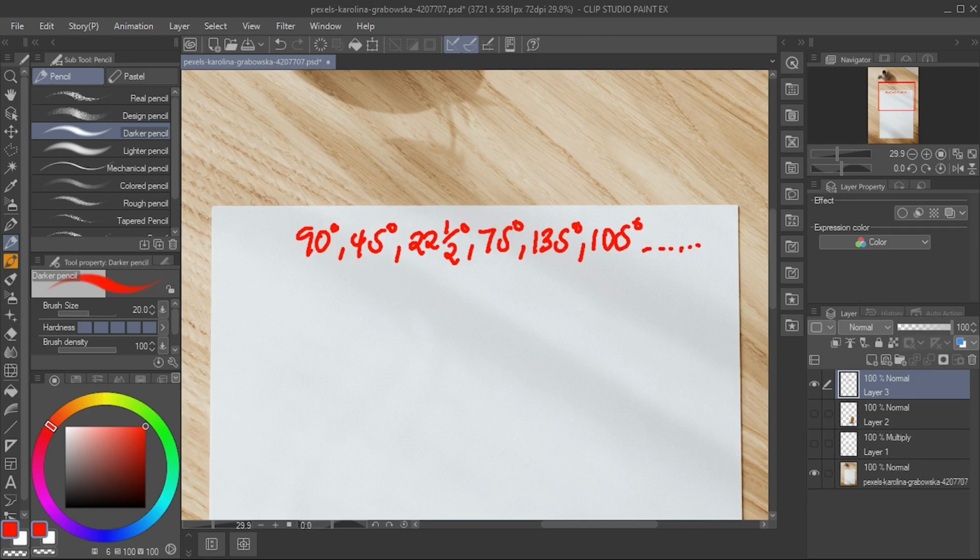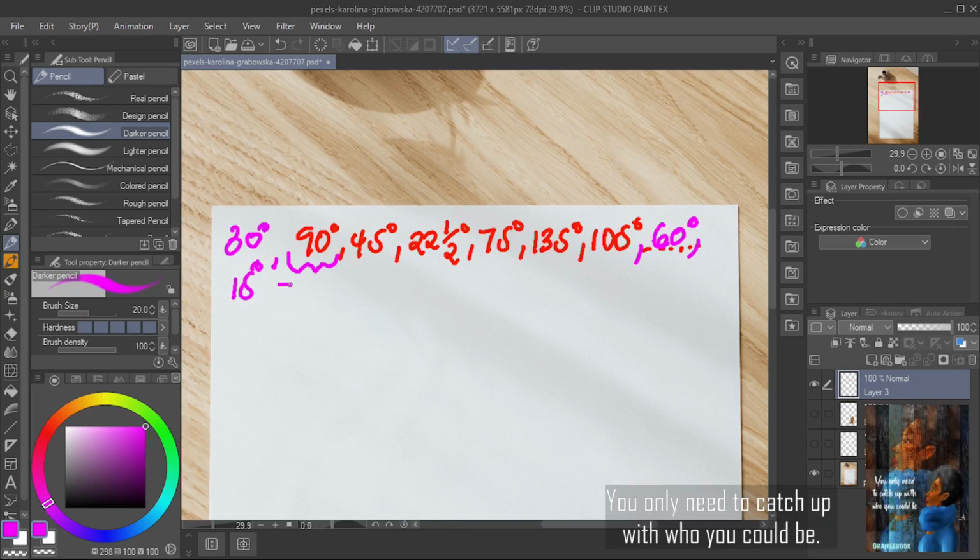Now, one thing about these angles is that all of them originate from two primary angles, that is the 90 degrees, and then we also have the 60 degrees, from which other angles also come up, like 30 degrees, 15 degrees, 7.5 degrees, and so on and so forth.